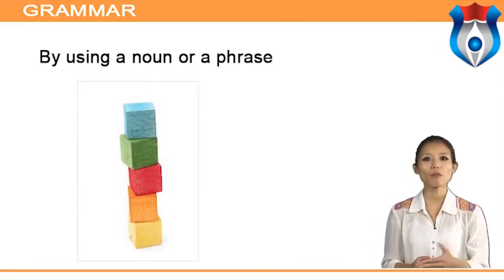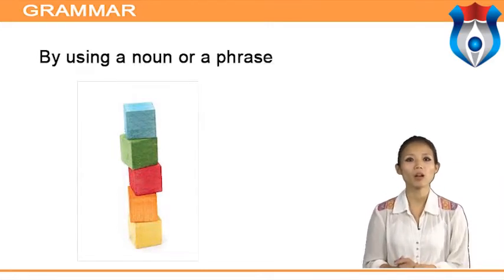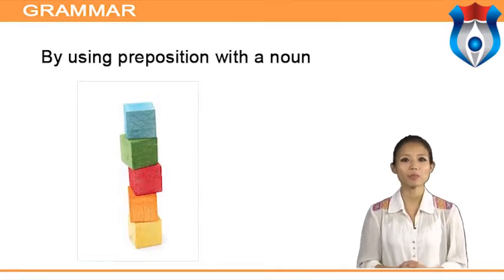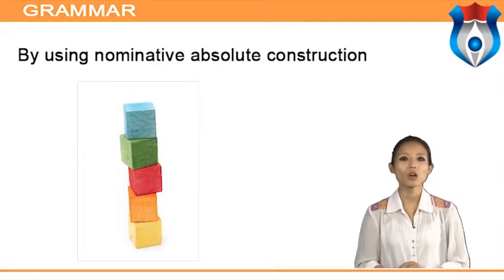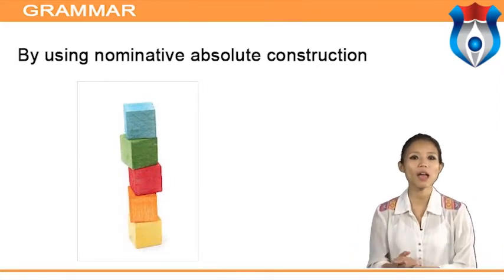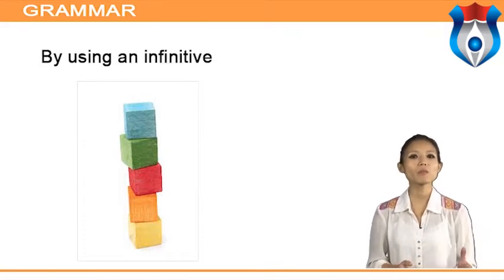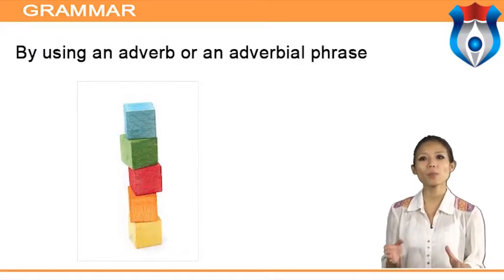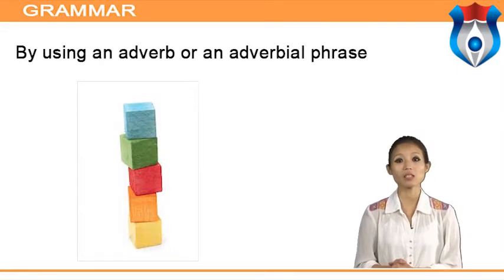By using a noun or a phrase: this is my friend, his name is Rama. This is my friend Rama. By using a preposition with a noun: the moon rose, their journey was not ended. The moon rose before the end of their journey. By using nominative absolute construction: the soldier arrived, the mob dispersed. Soldier having arrived, the mob dispersed. By using an infinitive: I have some duties, I must perform them. I have some duties to perform. By using an adverb or an adverbial phrase: he deserved to succeed, he failed undeservedly.